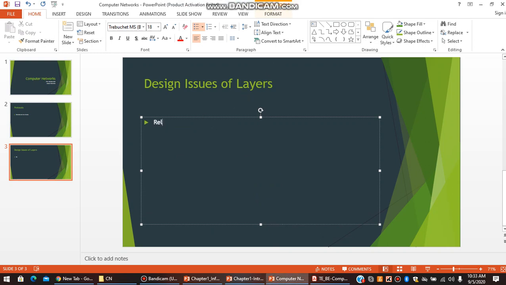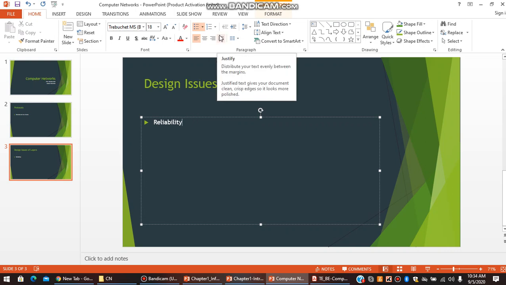The first one is reliability. Now, what do you mean by reliability? The network channels or their components may be such that there is loss of data. If it is unreliable, if it is not properly made, then there might be a loss of data during the data transfer. So the most important design issue is to make a channel or a layer reliable so that the data transfer is not disturbed. That's a very straightforward design issue, reliability.